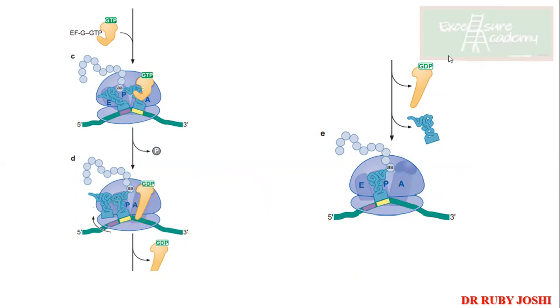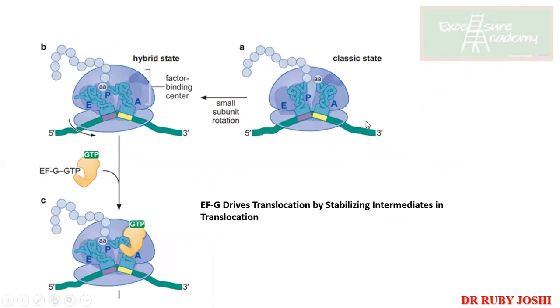This is really very important because elongation में इनका role बहुत important है, EF2 का और EF-G का. So let's see the figure once again. So you have got the classic state when aminoacyl tRNA, the peptide bond formation is taking place. It results in the hybrid state. Now hybrid state means where it is bending so that it can undergo peptide bond formation. The factor binding center is free at that time. So at that time elongation factor G bound to GTP gets recruited and sits at the factor binding site.